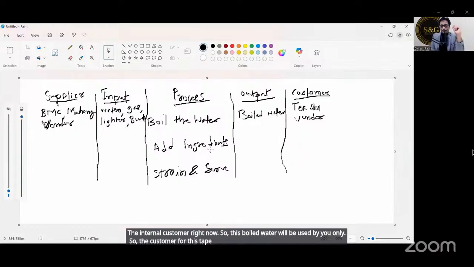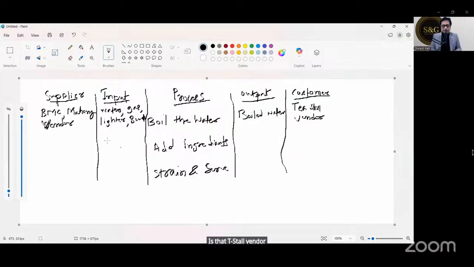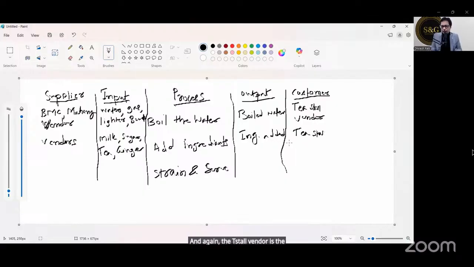Now comes the second step, adding ingredients. What are the ingredients? Milk, sugar, tea powder, then you have the ginger and all the other ingredients, and their respective vendors you have to list here. What is the output of this? Ingredients added. And again, the tea stall vendor is the customer for this.